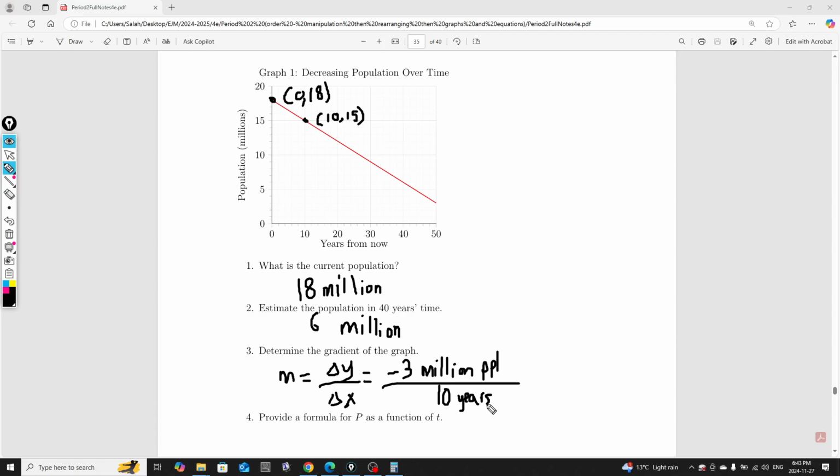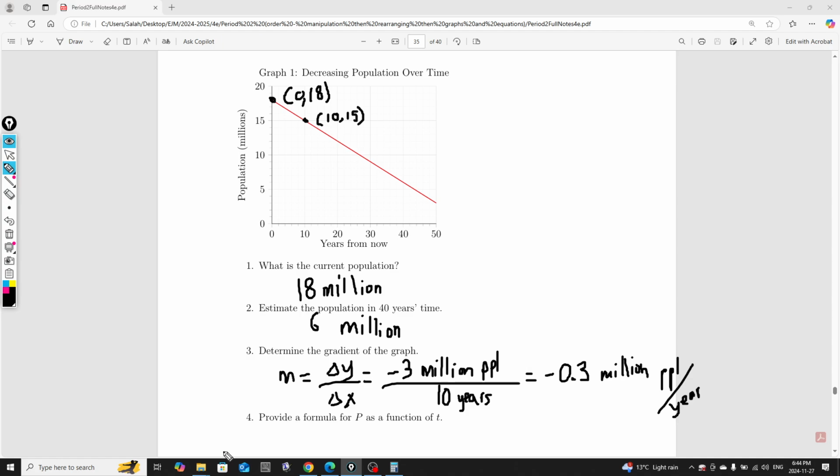Okay? And so your slope is negative 3 over 10, which is negative 0.3 million people, and that's going to be per year. Okay? So this really just means that the population here is decreasing. Every year it's decreasing by 0.3 million people.